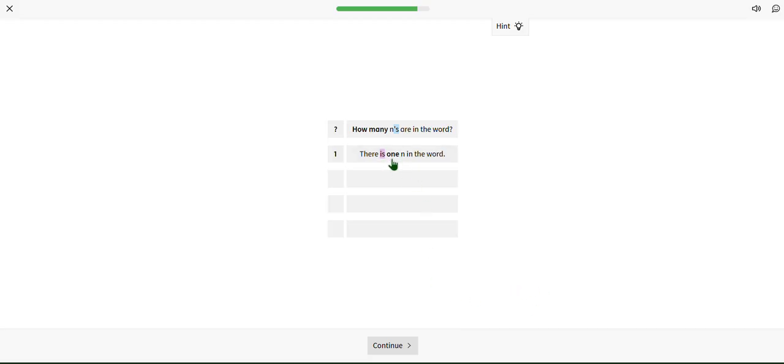Is 1, so quantity, how many or how much. 1 is, so what we use is for 1. There are 2 N's in the word. Are for multiple. 2 are 2. There are 5 N's in the word. Still multiple, are 5. There are no N's in the word. Are no N's, so that's still plural. These are plural. This is singular.